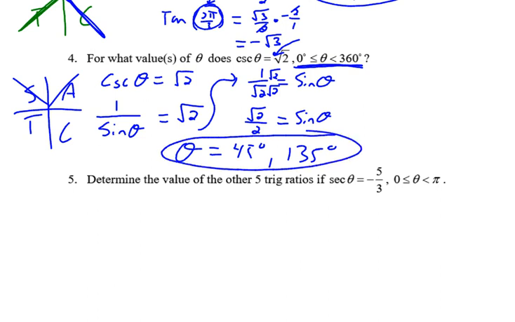Okay, determine the value of the other 5 trig ratios if secant theta is equal to -5 over 3, and theta is between 0 and pi.